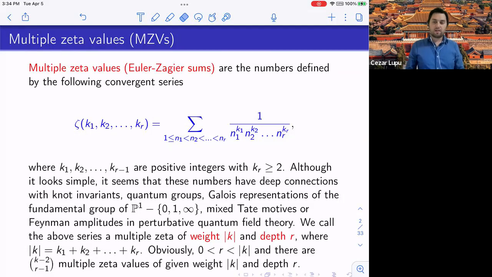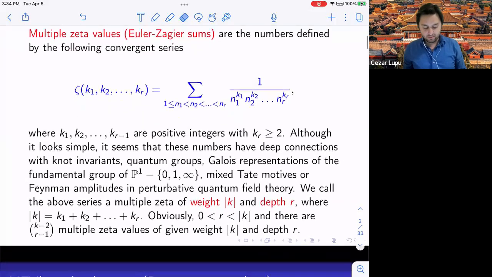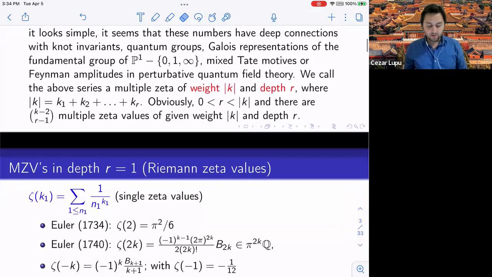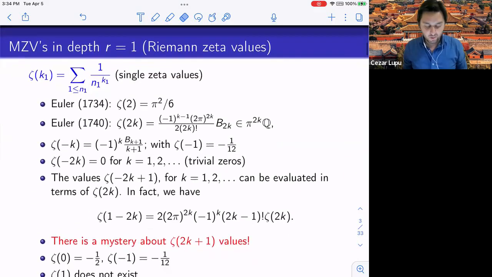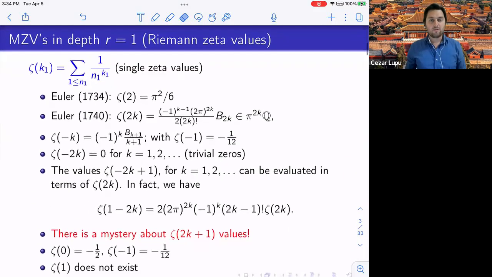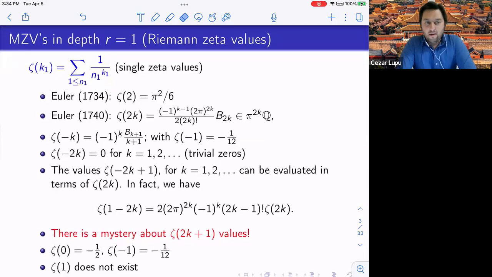But before we go into that, let me go back to something that we know, something that's more classical. So let's see what happens in depth 1. In depth 1, we will have the so-called single zeta values or Riemann zeta values. And this goes back all the way to Euler, right? In 1734, Euler proved that, in fact, he didn't discover it, it was a conjecture. He proved that zeta of 2 is pi squared over 6.